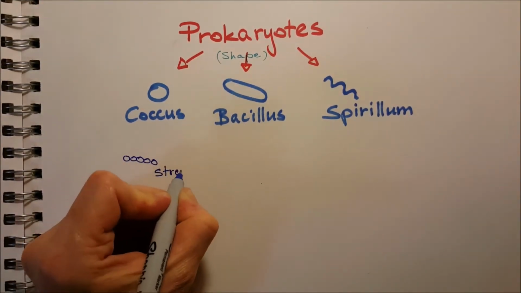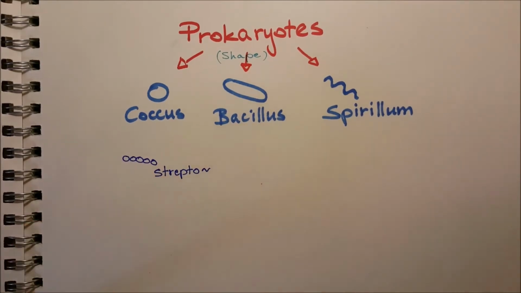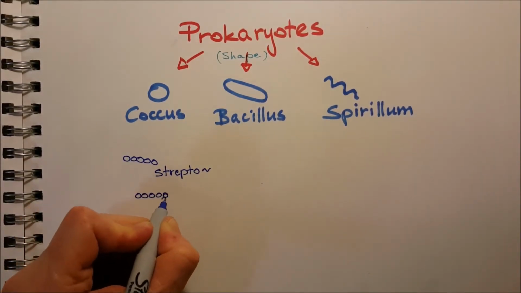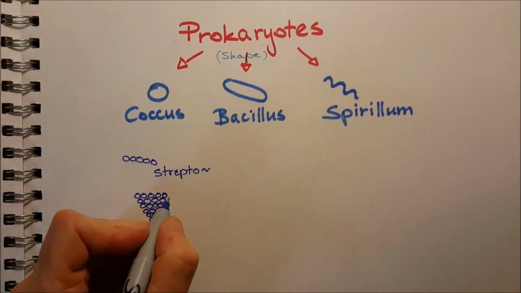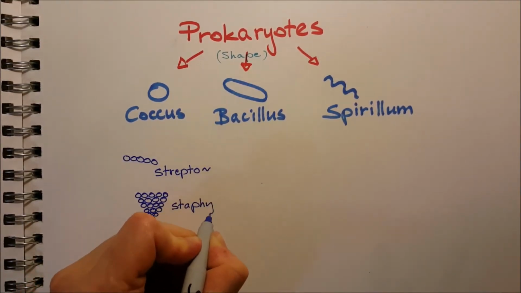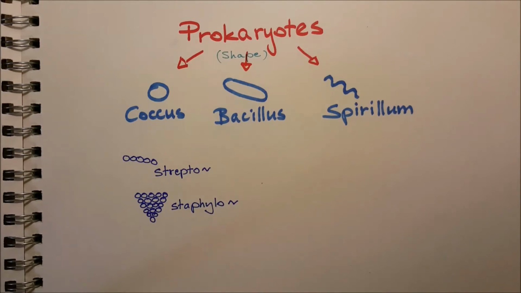Many cocci, that's the plural form, form the streptococci or streptococcus, and some of them form a grape shape, and they are called the staphylococci or the staphylococcus.